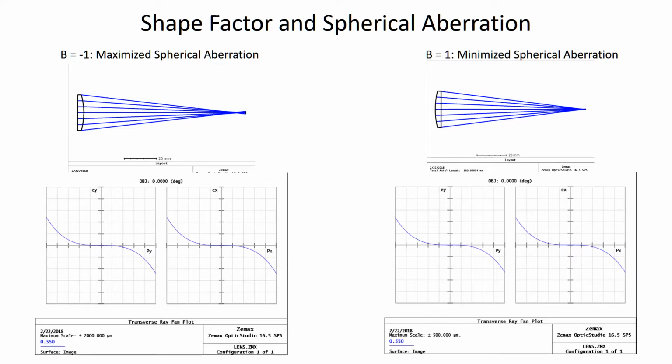So here we have two graphs and images for different shape factors. We can visually see that the rays come to focus at a much tighter spot when B is equal to 1. And on the ray fan plots, we can also compare the scales. When B is equal to -1, the scale is plus or minus 2,000 microns, whereas when B is equal to 1, the scale is only plus or minus 500 microns. So there's definitely a big difference in the amount of spherical aberration present.